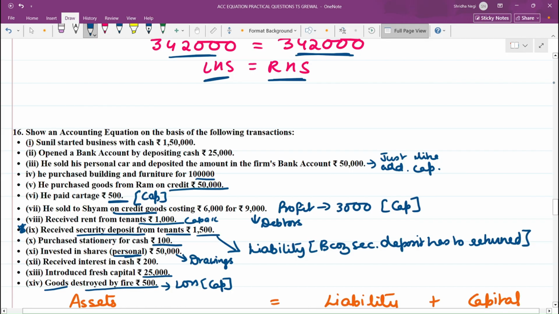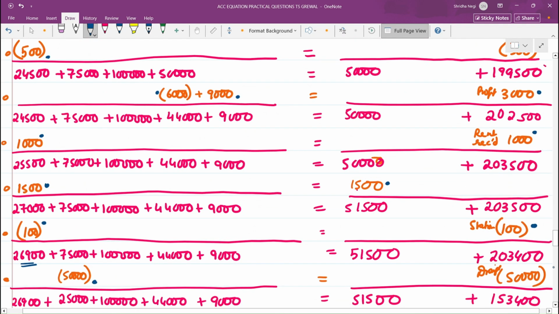So in this question, it's very, very, very important. Please practice it, because there are many transactions here which are new, like this one, invested in shares, personal, received security deposit. Okay, these are all a bit new. He sold his car, his personal car, and deposited the amount in the firm's bank account. Okay, so please practice this question.